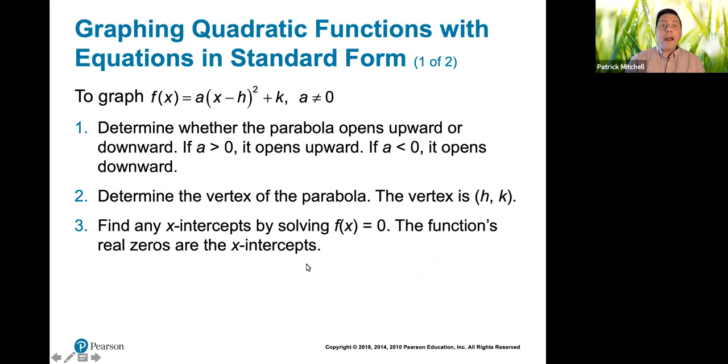Okay, so the steps to graphing this function. First, determine whether the parabola opens upward or downward using what we just talked about, the value of a. Next, determine the vertex of the parabola, which is (h, k). Then find any x-intercepts by solving f of x equals 0. The function's real zeros are the x-intercepts. So we're getting a little ahead of ourselves there with the vocabulary. The zeros of a function are the numbers that make the function equal 0. And we're going to be talking about that more later in this chapter. And of course, this will make more sense when we do an example.